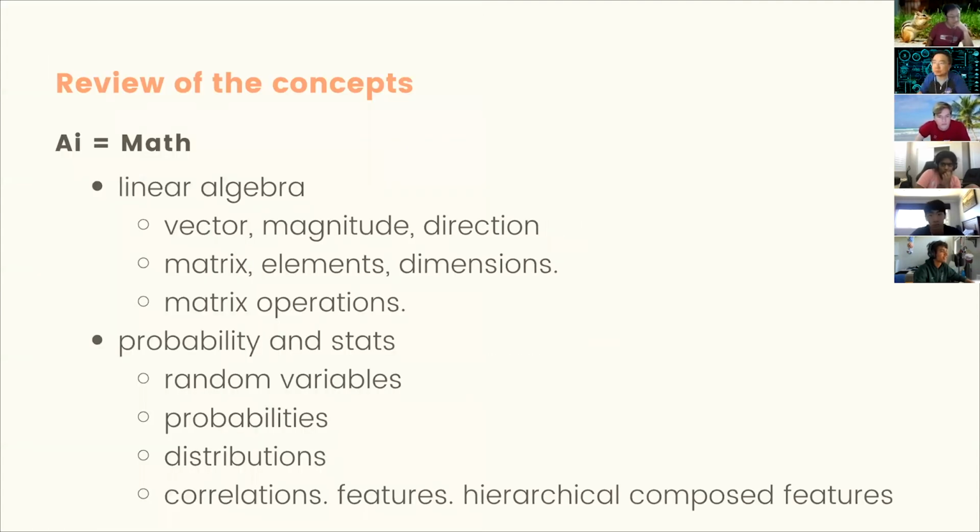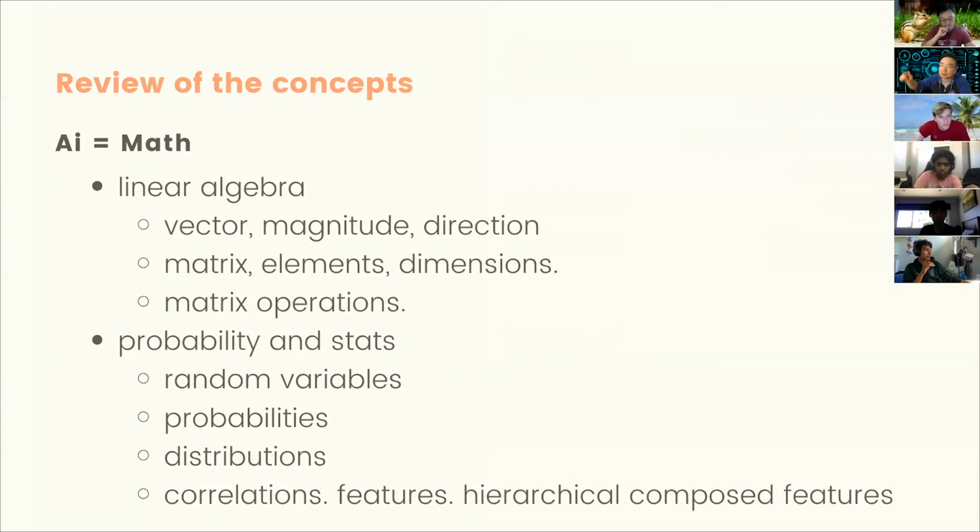Okay, so review of the concepts. AI is equal to math or computational math. Linear algebra, we'll talk about vectors, which are just an ensemble of numbers, vectors as magnitude and direction. Matrix, we talk about order of a matrix and the different things in this matrix, which we call elements. The dimensions are just the number of rows by number of columns. We talk about matrix operations, such as addition, element by element, and dot product, which is basically you take the row, you multiply it with that column and add them together.